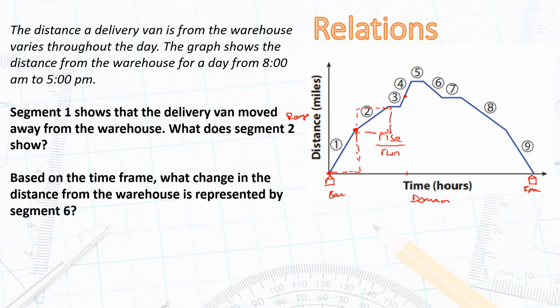Based on the time frame, what change in the distance from the warehouse is represented by segment 6? So segment 6 is the first time that we see a negative slope, so when we read it from left to right, the distance is actually going down. Up until now, from left to right, the distance has been increasing. Segment 6 is the first time it starts decreasing. So this is the point at which the van starts to head back towards the warehouse.